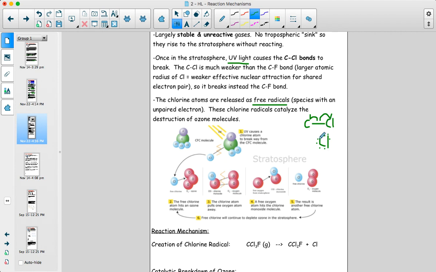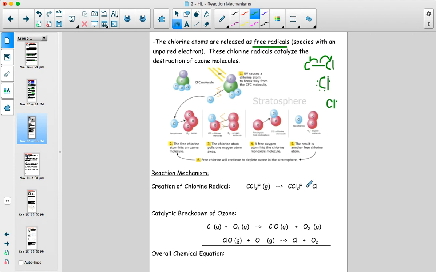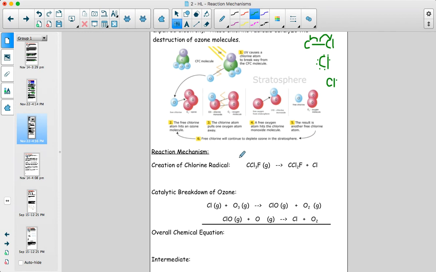And so usually when you draw a chlorine radical, you draw the chemical symbol of chlorine, and then you just draw a dot for the unpaired electron that it has. So once this chlorine is released, it starts to lead to the catalytic destruction of ozone molecules, and the reaction mechanism is shown as follows.